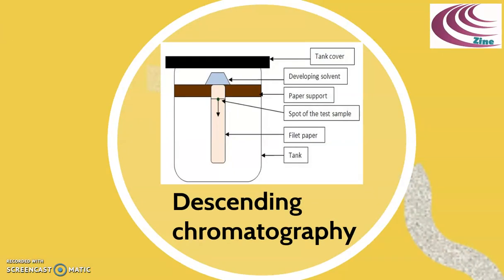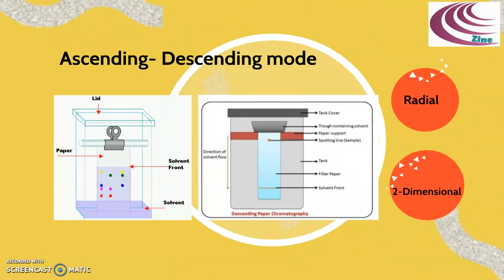Descending chromatography. Here the development of paper occurs due to solvent travel downwards on the paper. The solvent reservoir is at the top. The movement of the solvent is assisted by gravity besides the capillary action. In ascending descending mode, here solvent first travels upwards and then downwards on the paper.